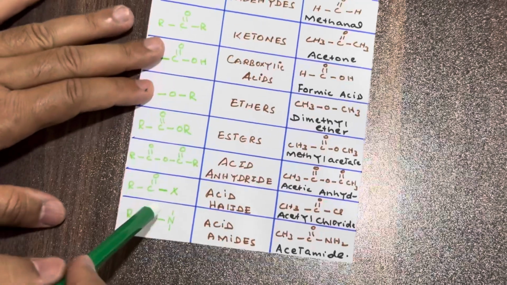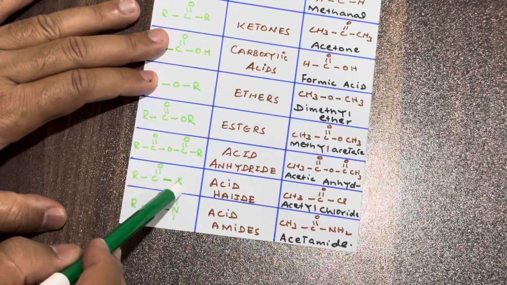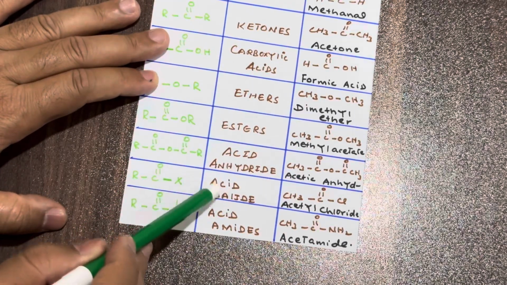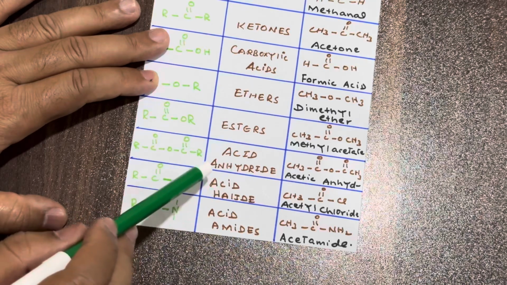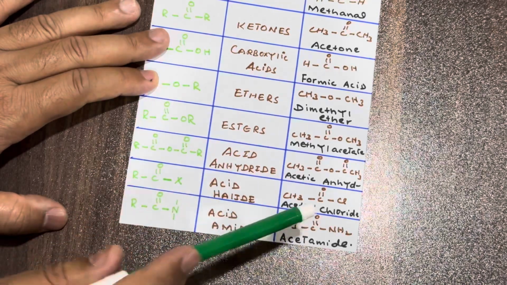Similarly, this one is the RC double bond OX. It is an acid halide. It is a derivative of basically carboxylic acid, and an example is acetyl chloride.